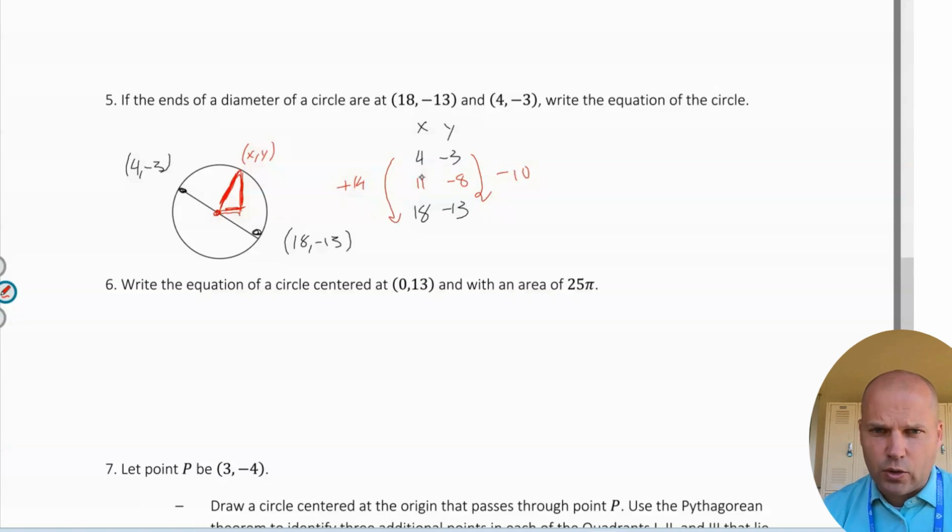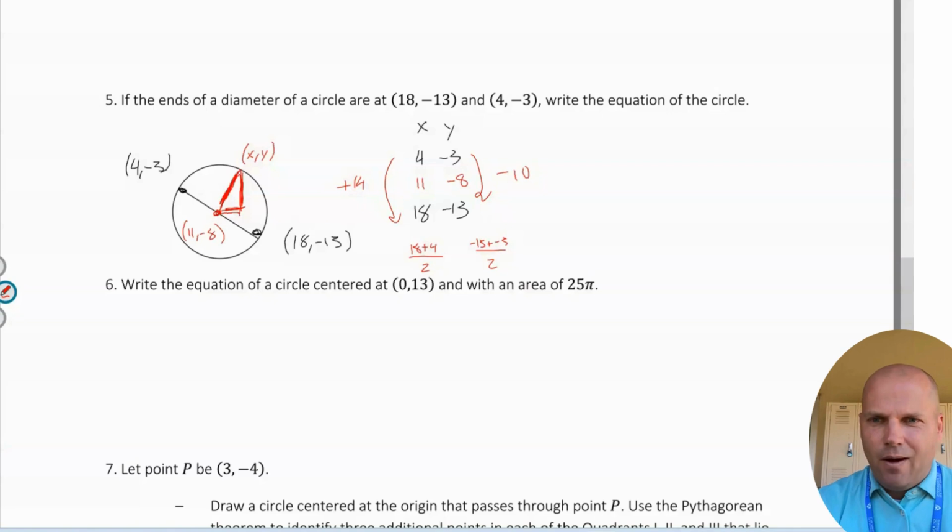What is the other way you could do it? You could find the average of the numbers, the middle number, just by adding and dividing it by 2. 22 divided by 2, 11. Negative 13 plus negative 3 over 2 is negative 16 divided by 2, negative 8. Okay, great. This point is 11, negative 8.